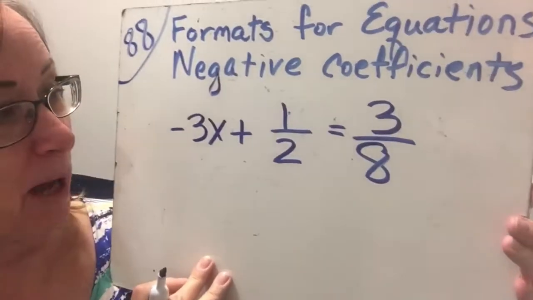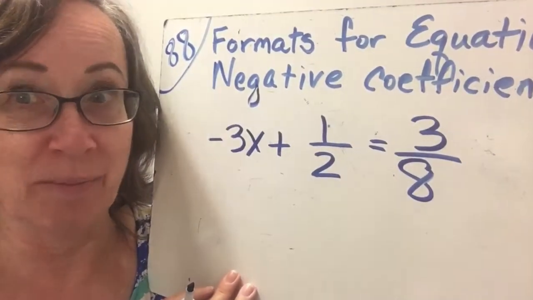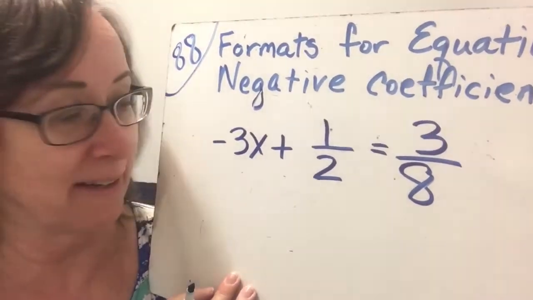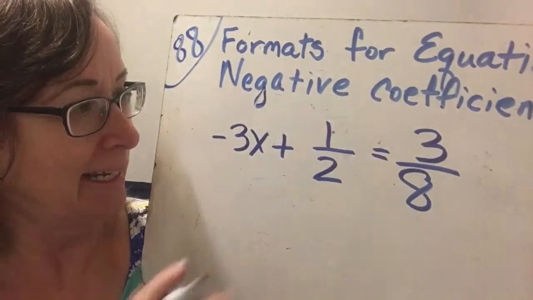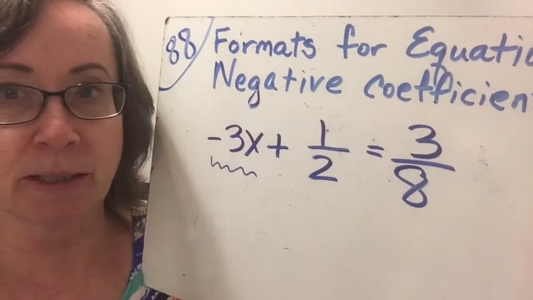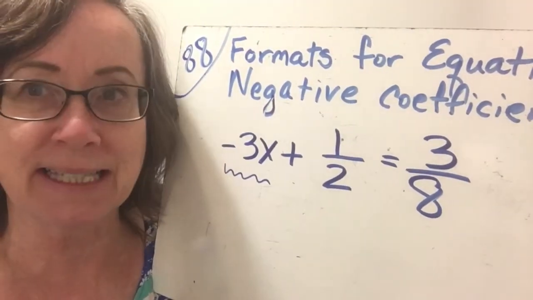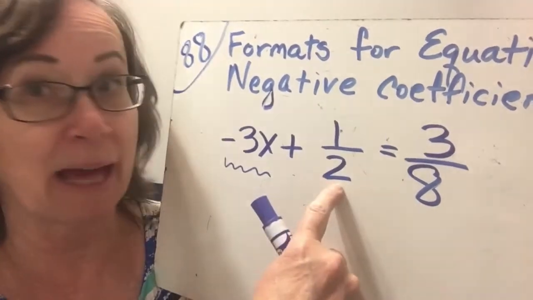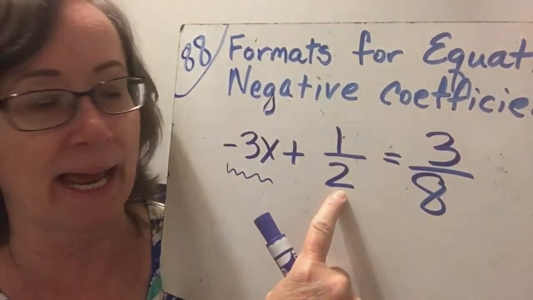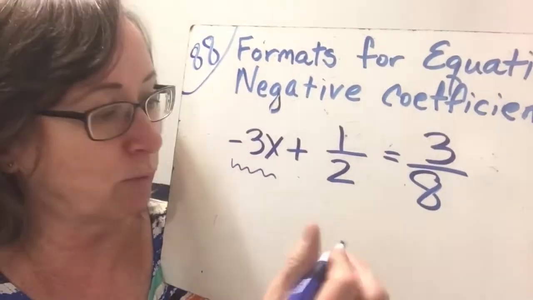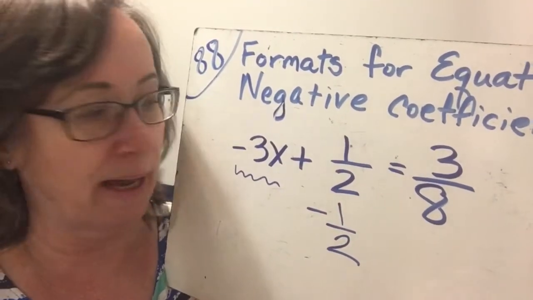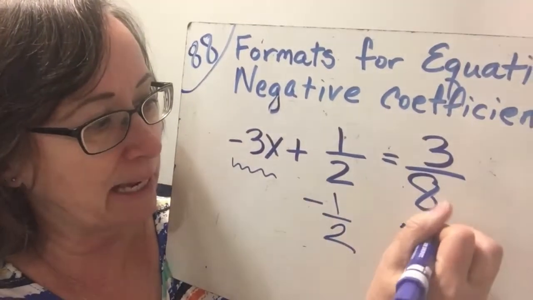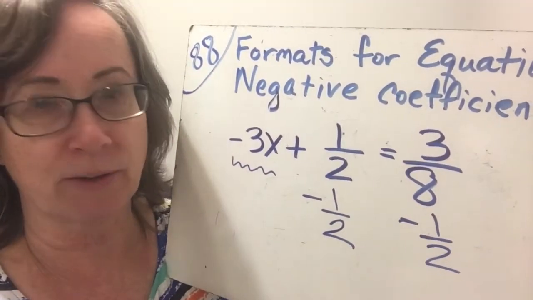Here's our last problem, so copy it down and pause your video. Hopefully you did that. Now here is our variable term. We want to get our variable term by itself on one side of the equation. That means we have to get rid of the 1/2. So since it's a positive 1/2, we're going to subtract a 1/2 or add a -1/2 and do the same thing to the other side.